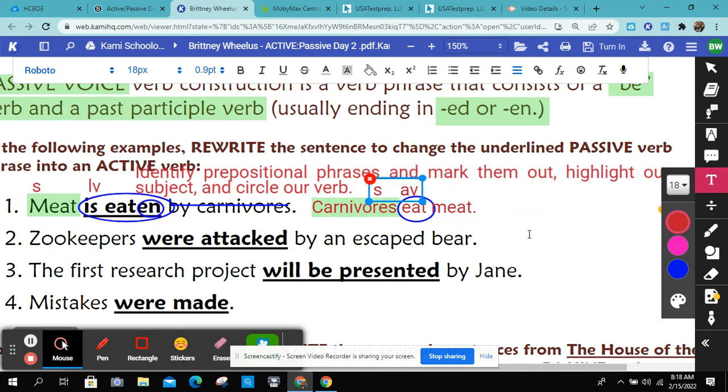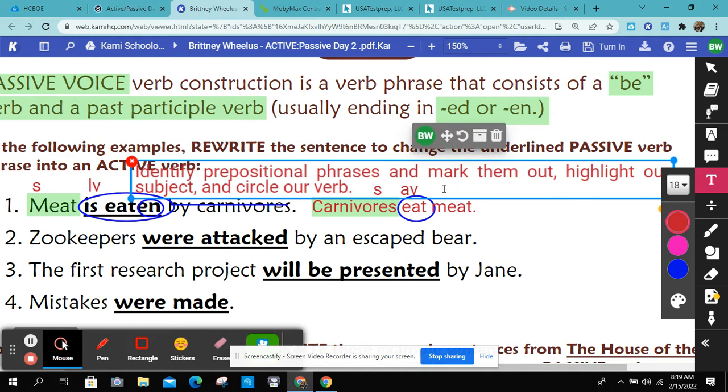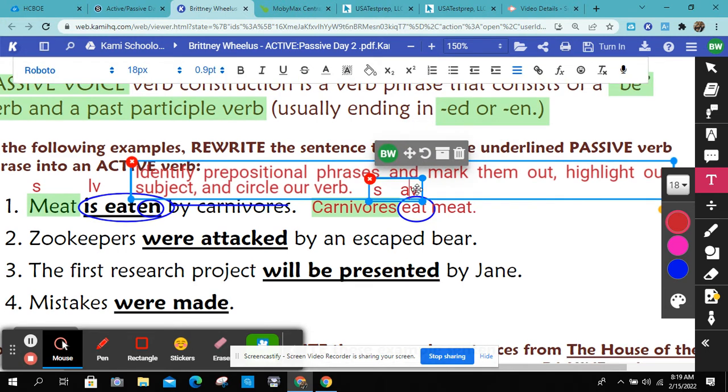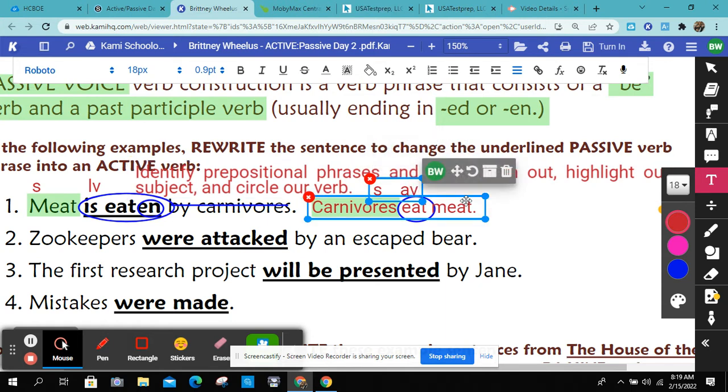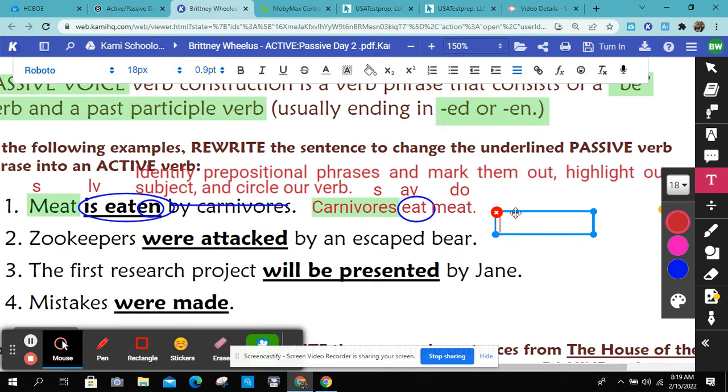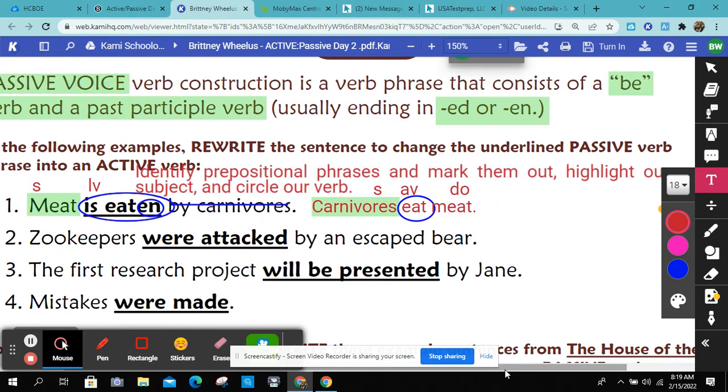Carnivores eat who or carnivores eat what? Meat. So what would meat be in this sentence? Carnivores eat who or carnivores eat what? DO. What does DO stand for? Direct object. Okay. In the way that this sentence, carnivores eat meat, is written, carnivores is your subject.